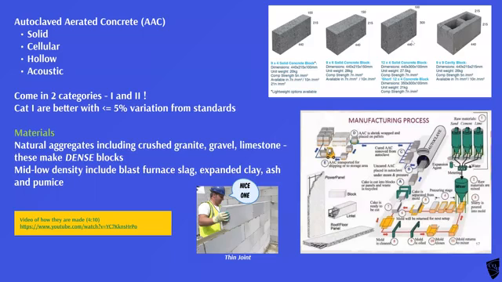Mid to low density ones use blast furnace slag, some expanded clay, a bit of fly ash maybe, and some pumice. They all come out of furnaces. They're lighter. They have a benefit. They're not as strong under compression because they're not as dense, but they do have a slightly better sound and thermal insulation value than the dense blocks do.